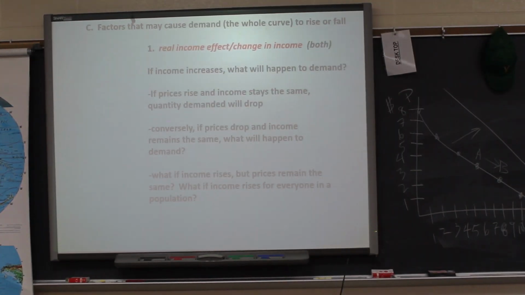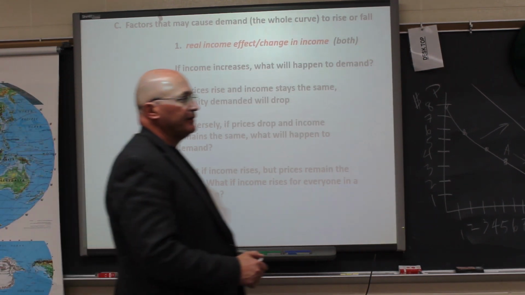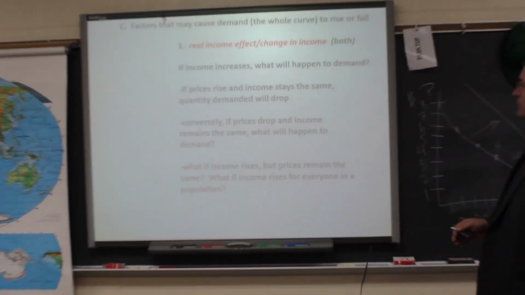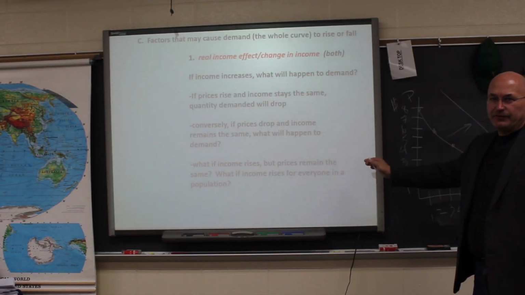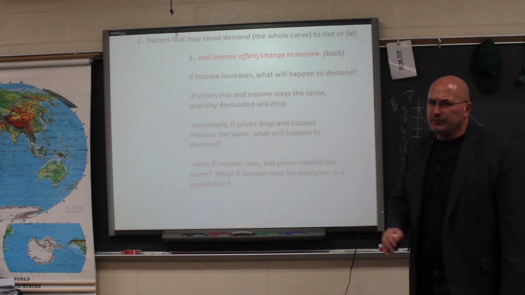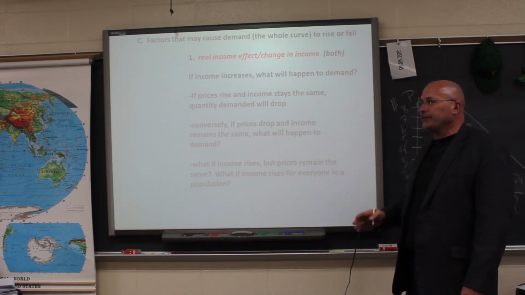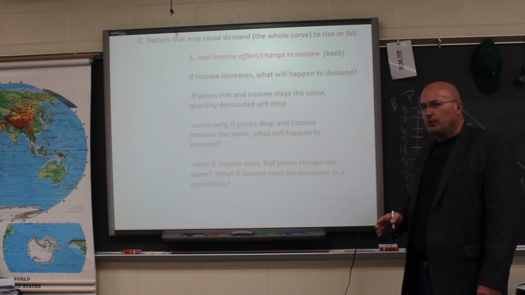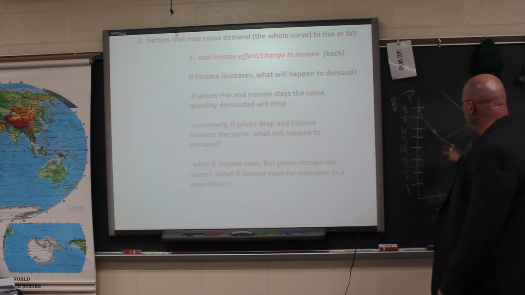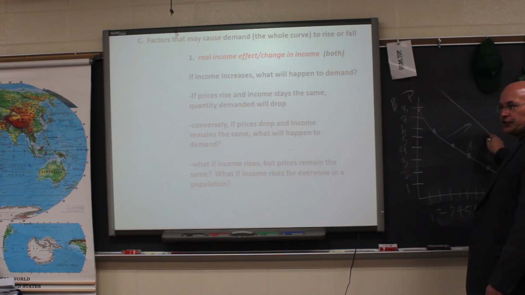Things that might cause the whole curve to shift right or left. Increases in income would be a huge one. In the 1880s, what we see happen in the United States, people move from farms to cities and they start working in factories. And they get regular wages, and over the course of time, those wages start to go up. Because they have more income, they can demand more things. What happens? The demand curve for all kinds of goods starts to shift to the right.